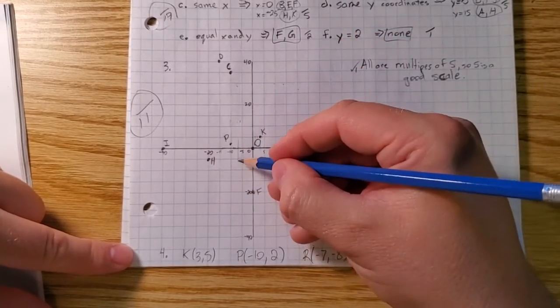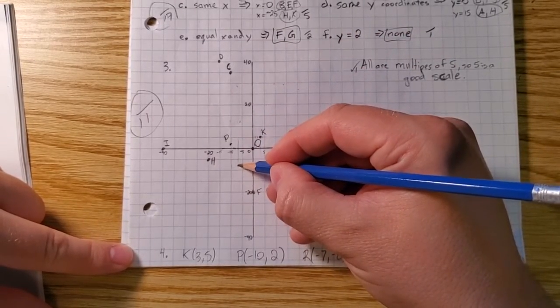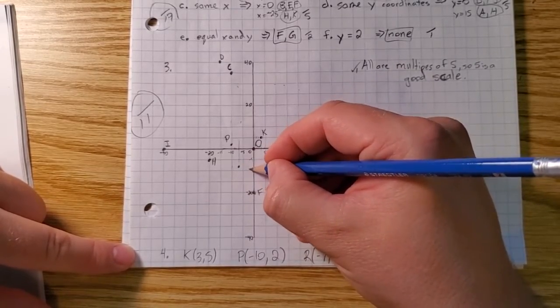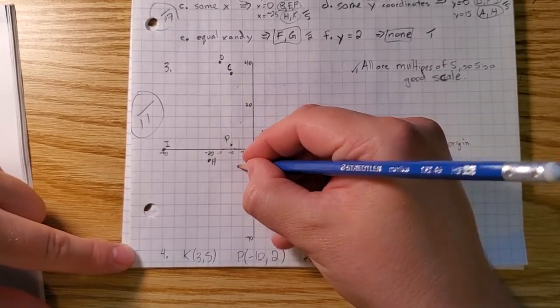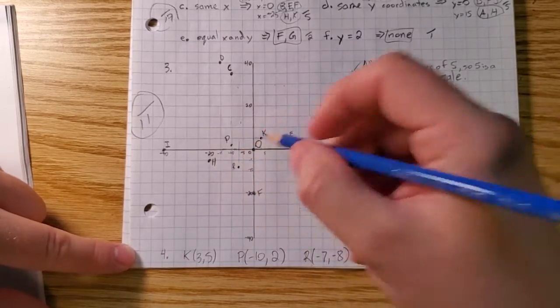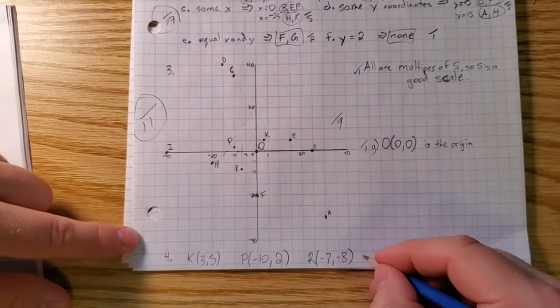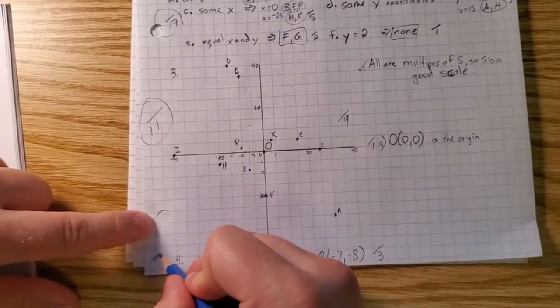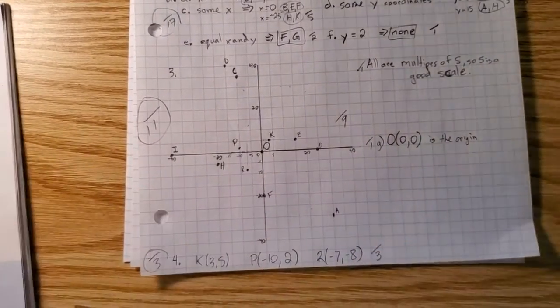And it's going to be negative 8. It's going to be down here. It's going to be a little bit more than halfway between negative 5 and negative 10. So it's going to be right there for R. So placing those in the right spots is a mark each. And so that's out of 3 for that question 4.